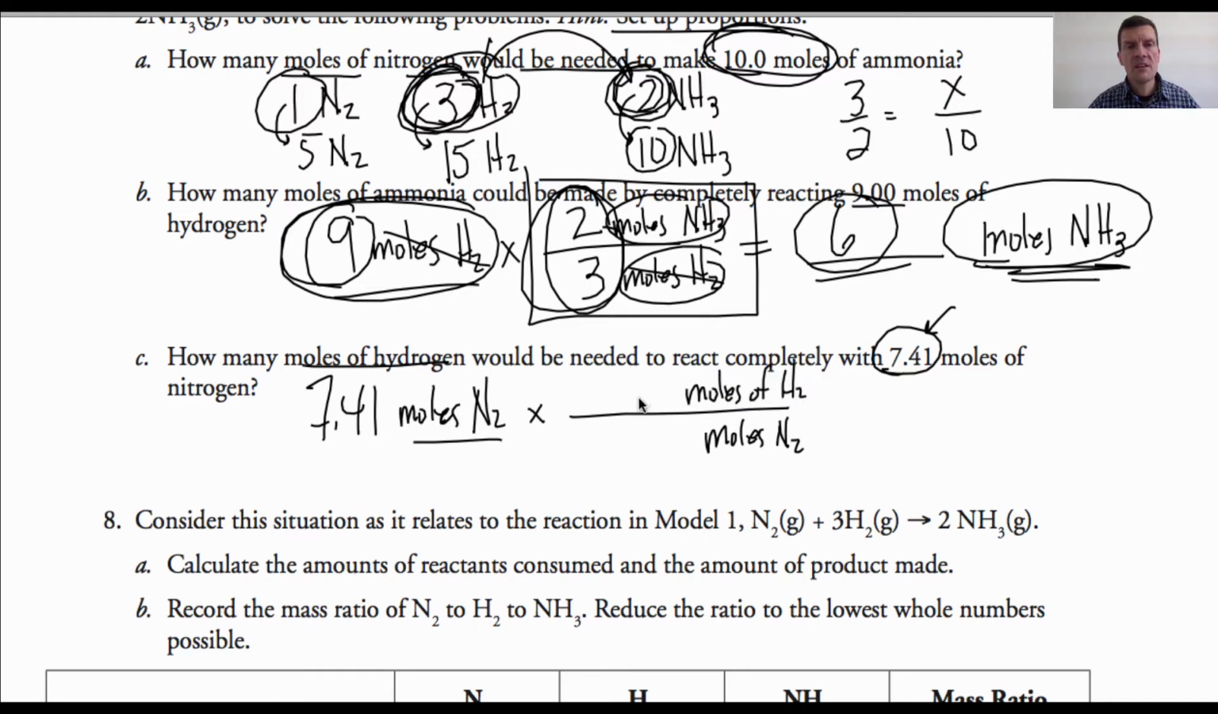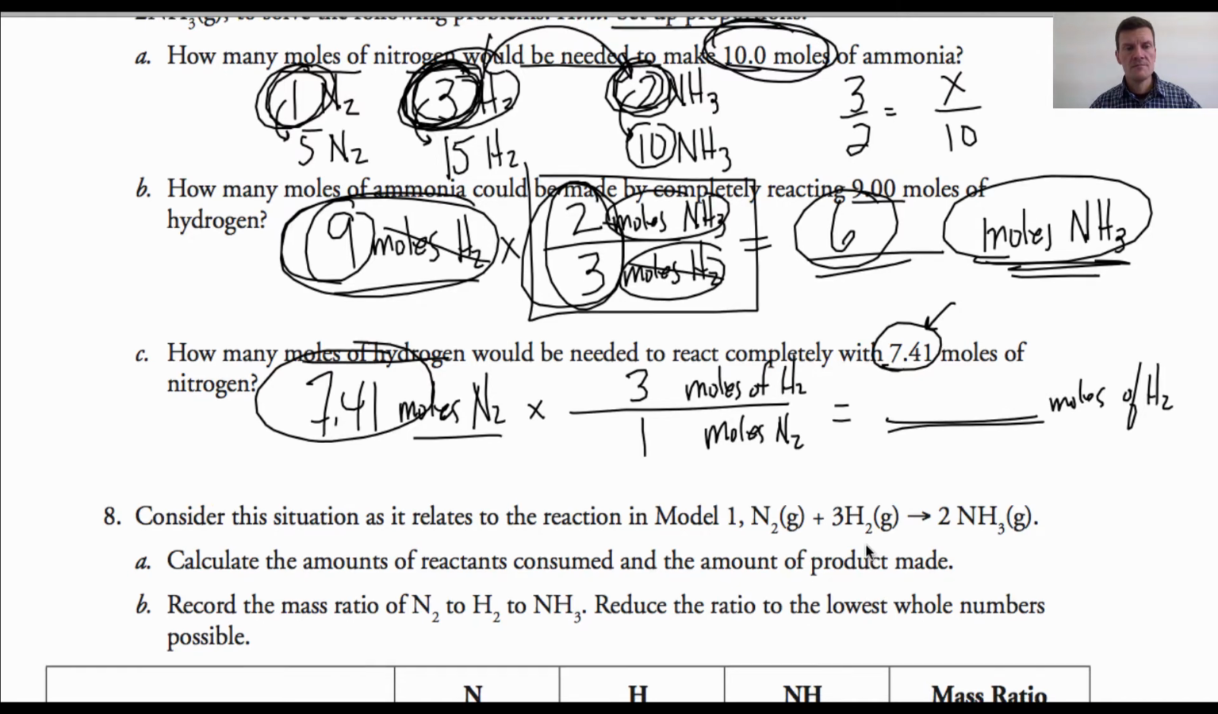I just fill in now the coefficients to find my mole ratio. How many moles of hydrogen react with how many moles of nitrogen? It is a 3-to-1 ratio. So that tells me I multiply by 3/1, and that's going to give me my number of moles of hydrogen. So on your calculator, you can take 3 times 7.41 and get your value there.